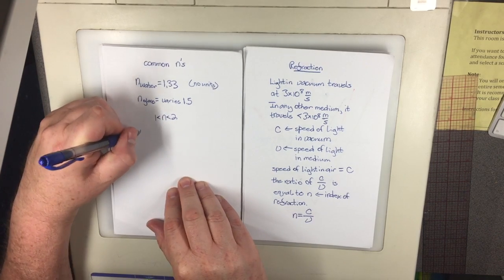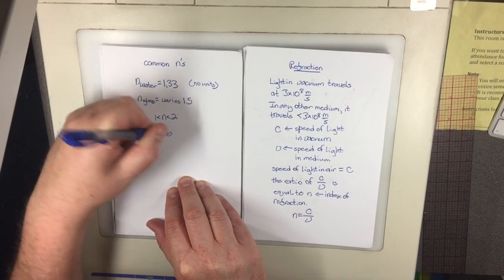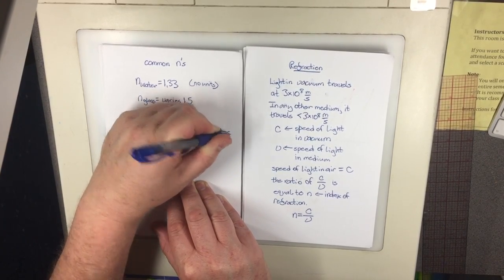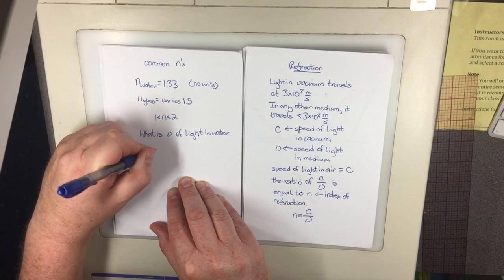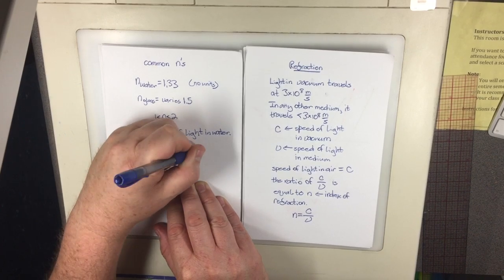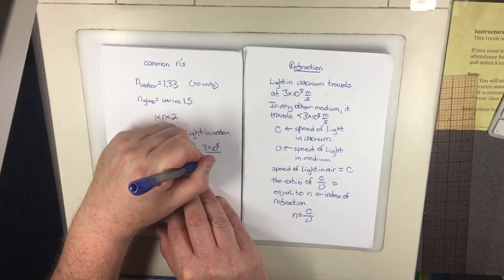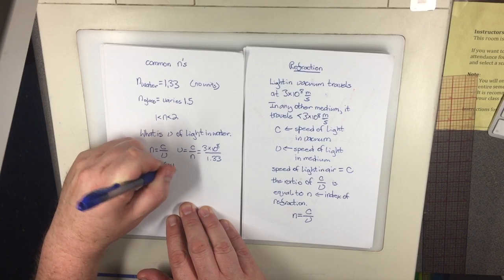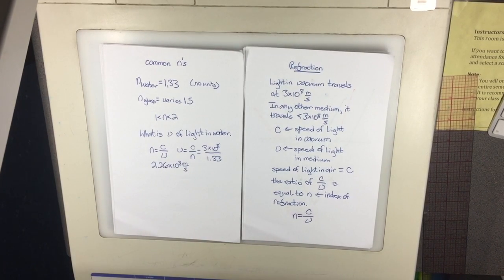So if we had a question, what is the velocity of light in water? We know that n is c over v. So v is c over n, which means it's 3 times 10 to the 8th divided by 1.33. And that gives us 2.26 times 10 to the 8th. And that's the velocity of light in water. So it slows down. If light goes into any material, it slows down.